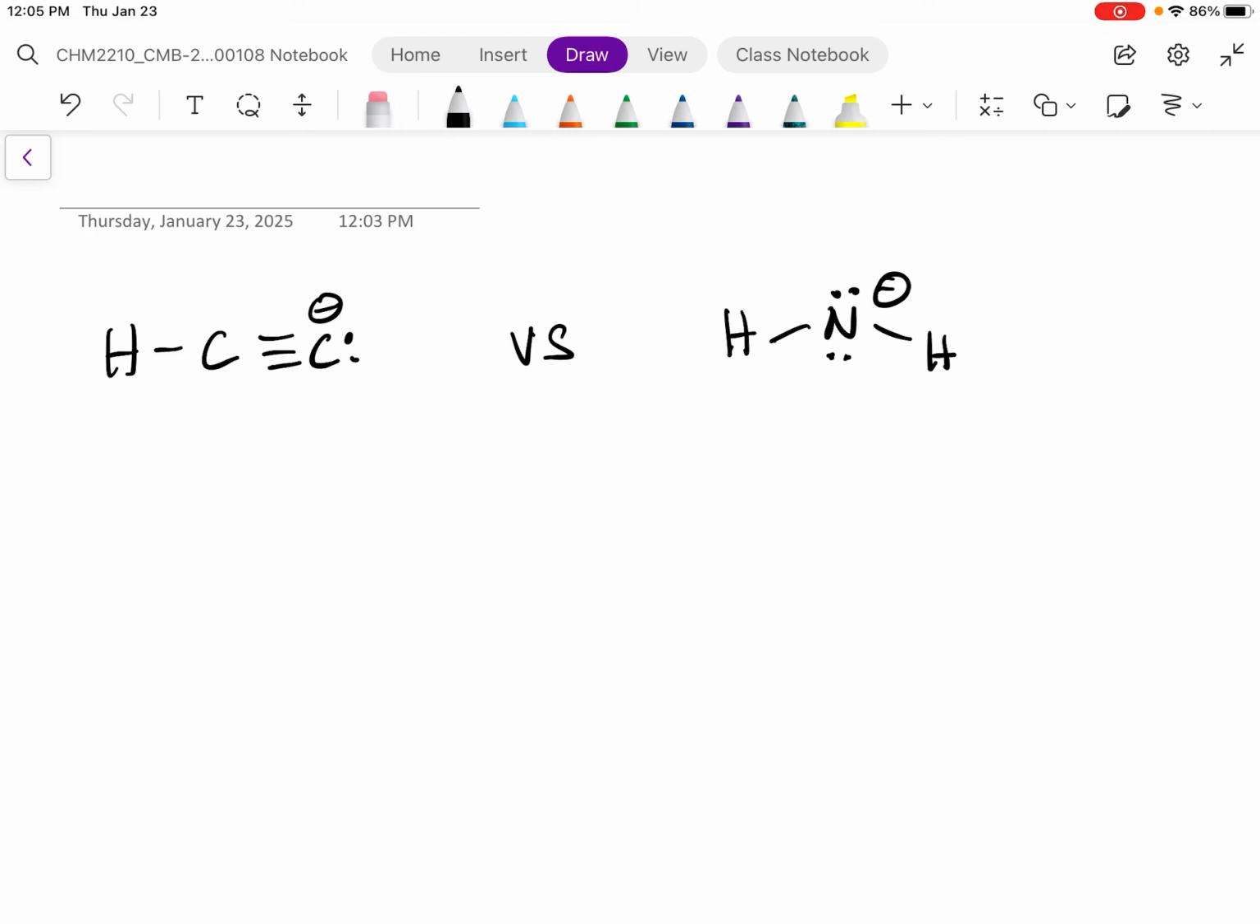Okay, so bases typically have a negative charge, and they typically have lone pairs. They could be neutral with lone pairs, or they can be negatively charged. Now, there's always going to be an exception to that rule. That's why I'm saying generally.